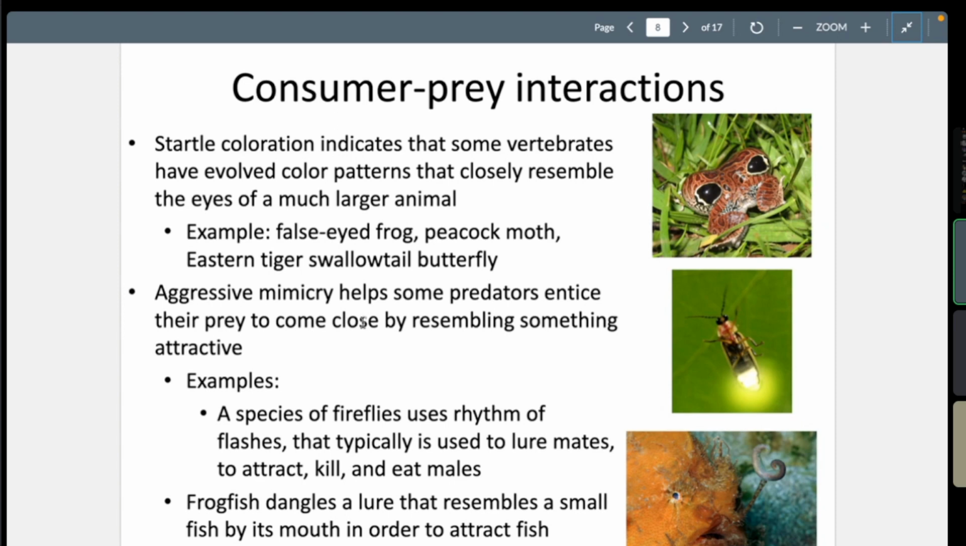Aggressive mimicry helps some predators entice their prey to come close by resembling something attractive. So startle coloration can be used by prey, but aggressive mimicry can also be used by predators. An example is a species of fireflies that use the rhythm of flashes typically used to lure mates to attract, kill, and eat males. I didn't know that. That's pretty interesting.